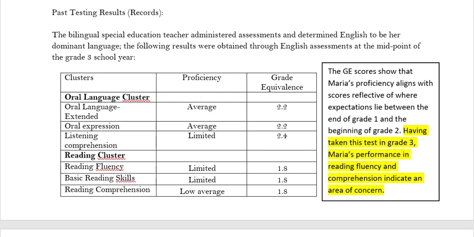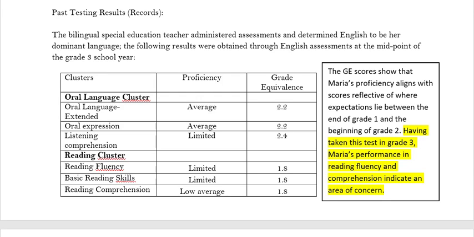Grade equivalent scores show that Maria's proficiency aligns with scores reflective of where expectations lie between the end of grade 1 and beginning of grade 2. So 2.2 is 2nd grade, 2nd month. 2.4, 2nd grade, 4th month. 1.8, 1st grade, 8th month.